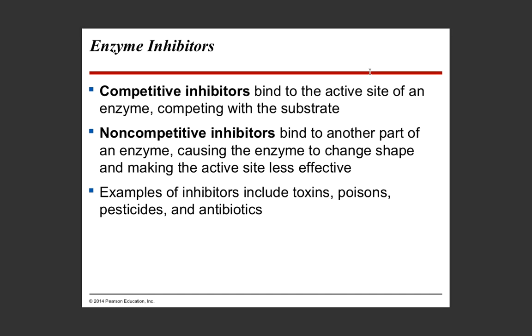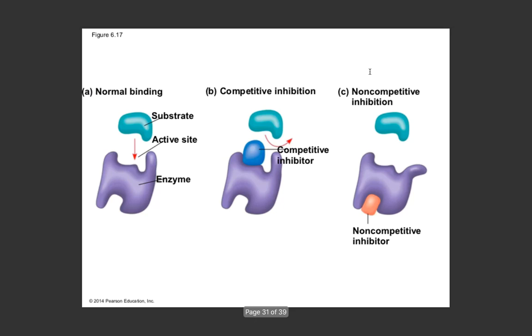Okay, so some examples of inhibitors could be toxins, poisons, pesticides, and antibiotics. The latter is something that we put in our bodies voluntarily, but typically our antibiotics would inhibit enzymes in bacteria and things like that, whereas toxins, poisons, pesticides, and things like that are going to be more dangerous for us because they could inhibit our own enzymes as well.